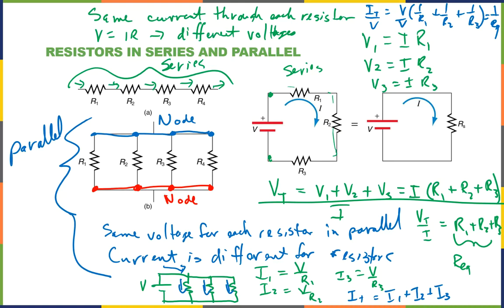It's like having a single pipe with a bigger area. And that's what's going on here. Having the resistors in parallel is like having one bigger resistor. That is, a bigger area, and the resistance is inversely proportional to the area.